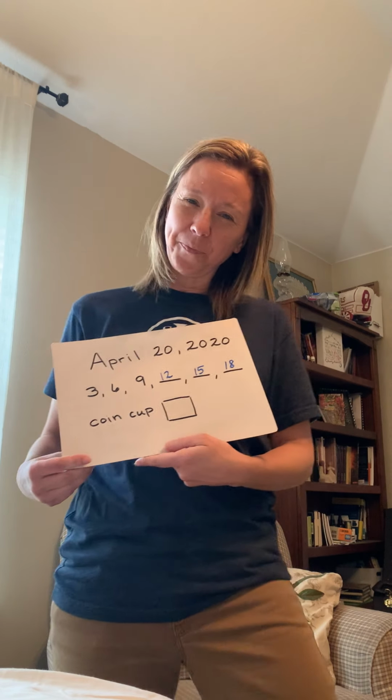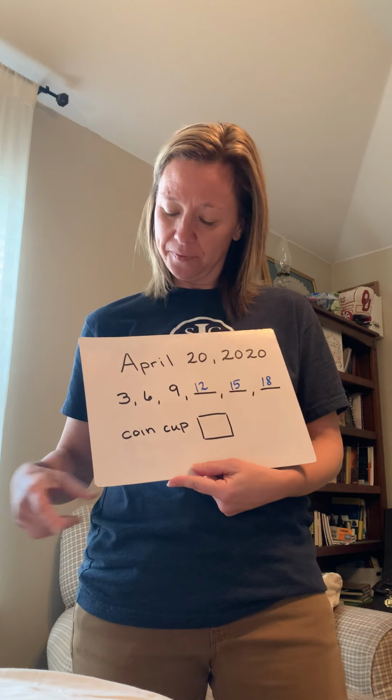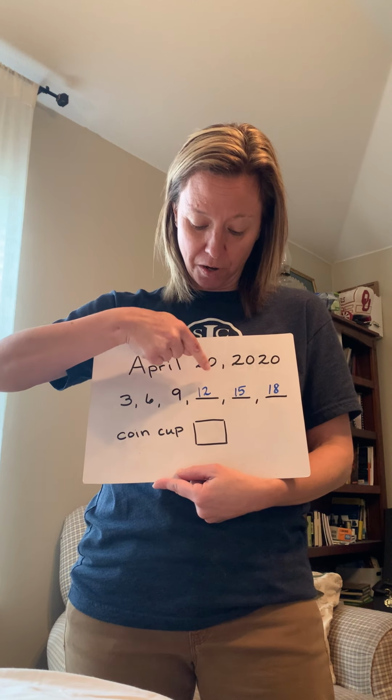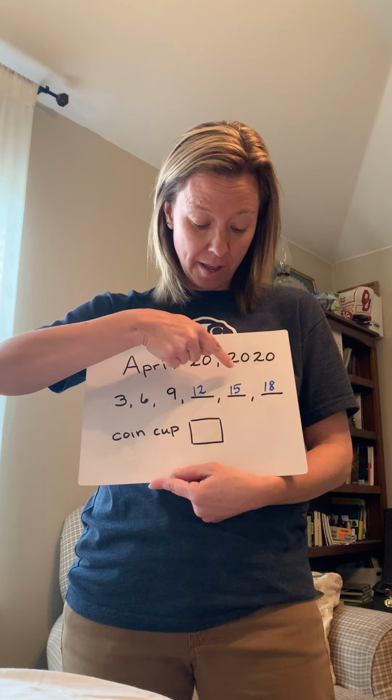All right, did you get this number pattern? So we started with 3, 6, 9. Then we go to 12, 15, 18. So what are we counting by? Did anybody figure that out? What are we counting by? We are counting by threes.